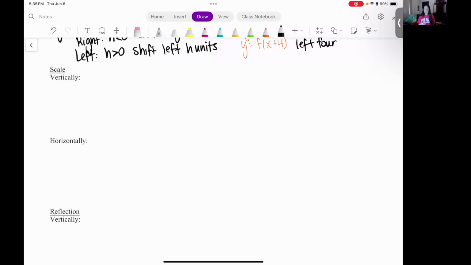If we're going to scale vertically versus horizontally, when you're scaling vertically, you can both stretch and compress depending on whether you're multiplying by a whole number or a fraction, or a number greater than 1 or not. And same thing with horizontally. You can stretch or compress horizontally. In this case, we are going to assume that our c, the variable that we're using like h or k, is greater than 1, meaning it's positive, because when something is negative, it's actually a reflection. So this is going to be for c greater than 1.